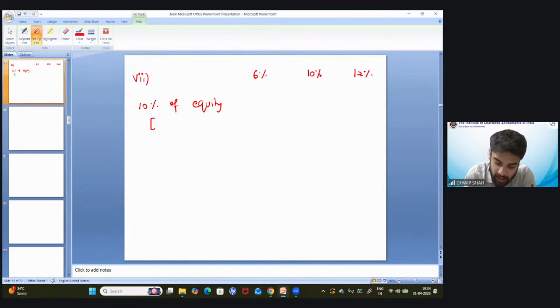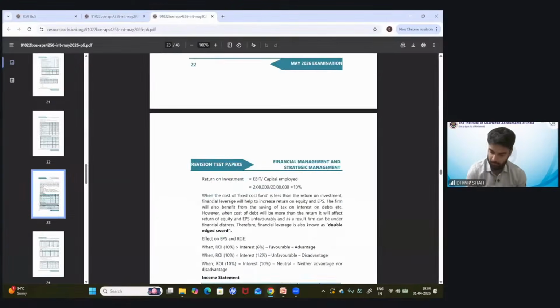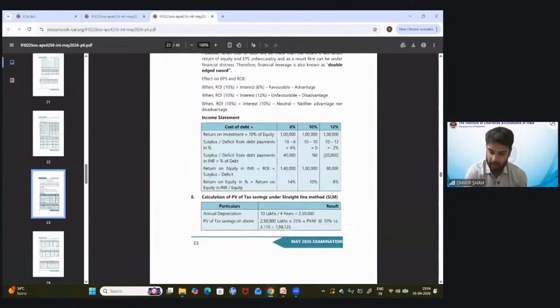Can I say my equity capital is 10 lakh? So 10% of 10 lakh would be 1 lakh in each case. Any doubts, students? Can you see the solution? 10% of equity: 1 lakh, 1 lakh, 1 lakh. Okay?